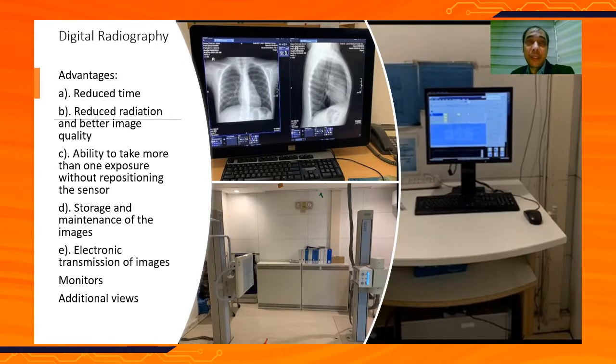Now for monitors, these are part of the equipment of digital radiography and should be medical grade monitors, which means that there should be at least 3 megapixel display resolution. For additional views, such as the apicolordotic and lateral views, they are requested to further assess suspicious densities or opacities in hidden areas of your chest radiograph.